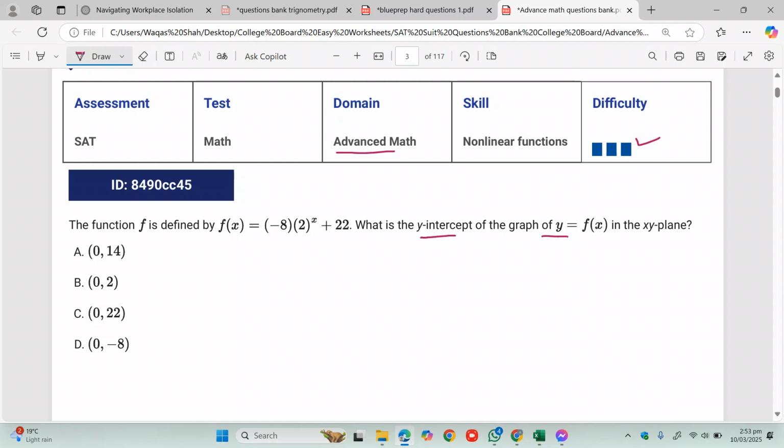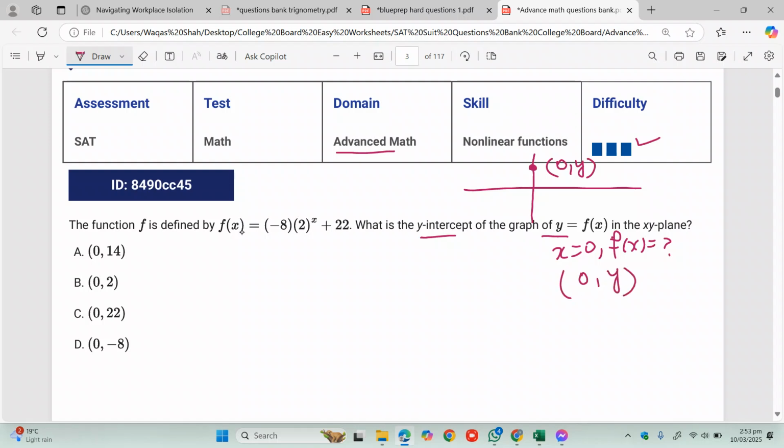So y-intercept means, let's say this will be the y-intercept. On the y-intercept x is 0, so the coordinate will be like (0, y). Where x will be 0 in the y-intercept, and we will have to find the value of y, or f of x. Or we can say (0, y).